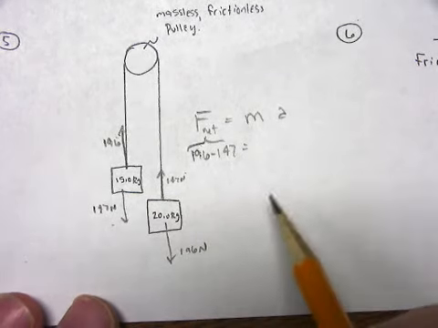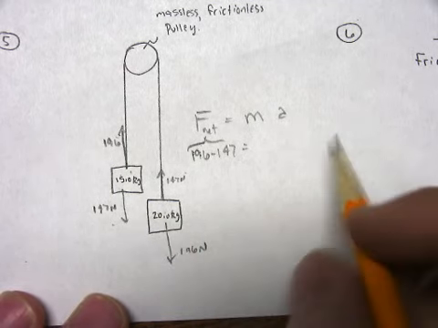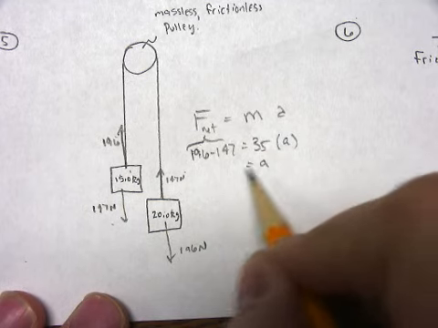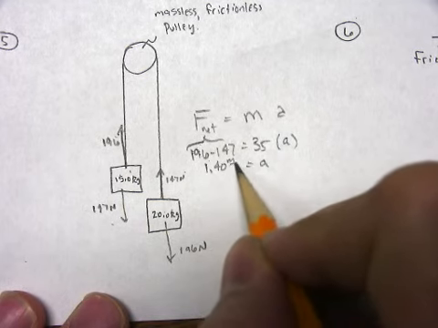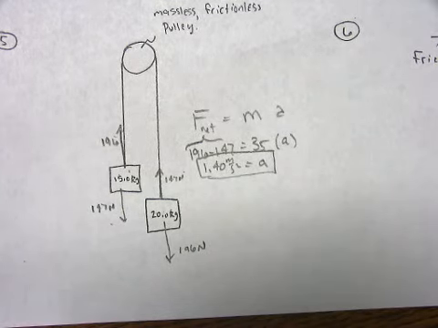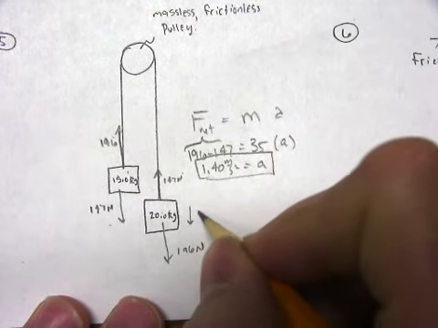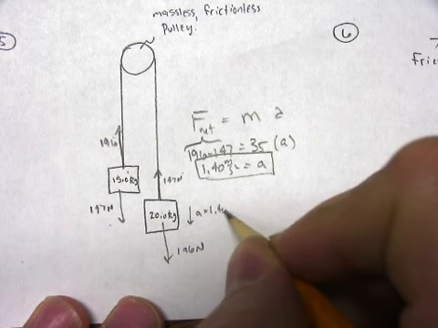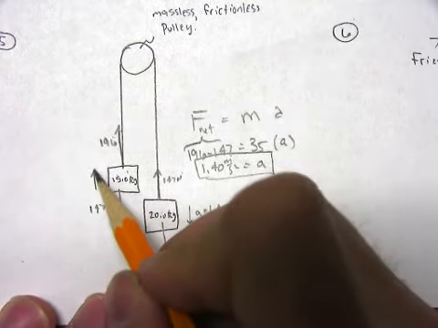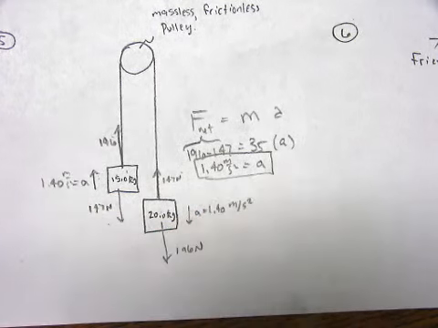The mass, it's actually both of these blocks which are accelerating. So you have to use the mass of both of these blocks, 35 times the acceleration a. And you solve that and you get 1.40 meters per second squared for the acceleration. Now, what that's saying is that this block accelerates this way at 1.40 meters per second squared, and this block over here accelerates up at 1.40 meters per second squared.